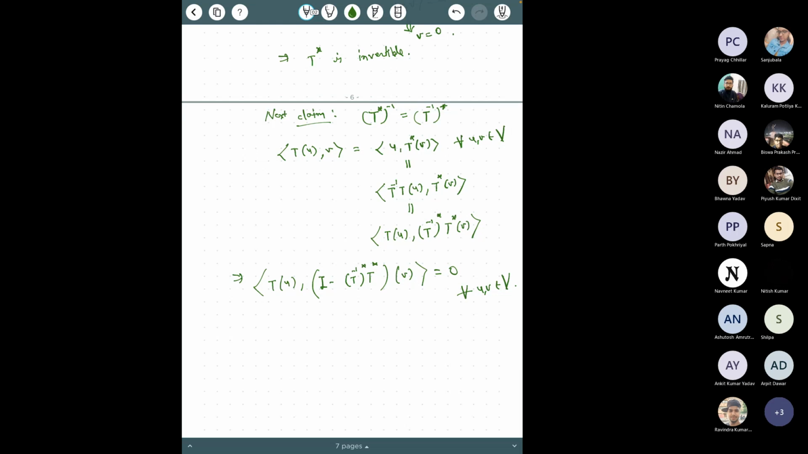In particular, if I fix my T and take U, what should I take U to be? What I'm trying to do here is that since this expression is true for all U and V, I will choose U in a particular way so that this quantity is zero. If this is zero for all V, then I can say that I minus this quantity is zero. So that means I'm done. This is what I'm trying to do. What should I take U as? Can you tell me what I should take U to be here?